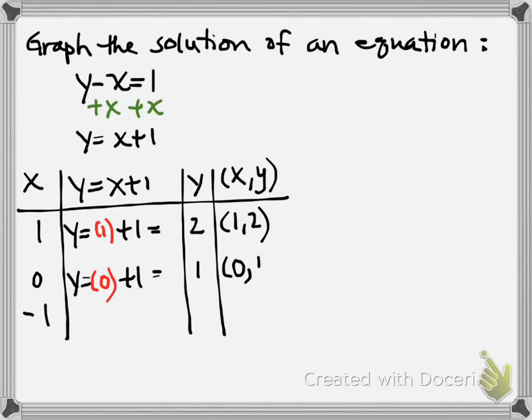The domain is 0 when the range is 1. And the range is 1 when the domain is 0. And then we have one more to try. y equals, and then we're going to substitute in -1 for x. And what's -1 plus 1? 0. So when the domain is -1, the range was 0.